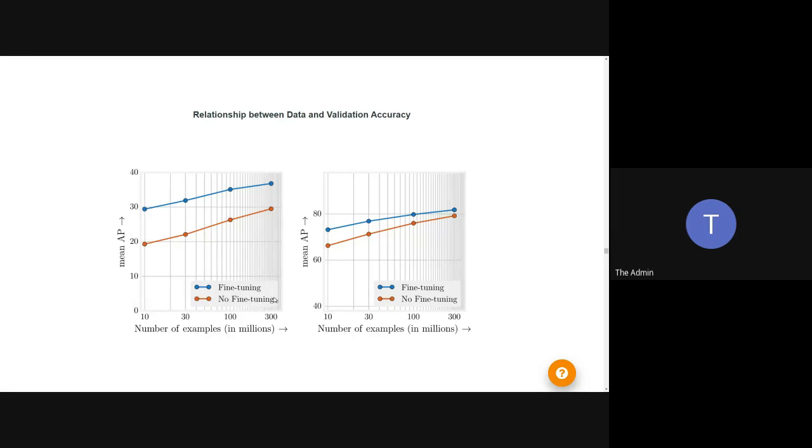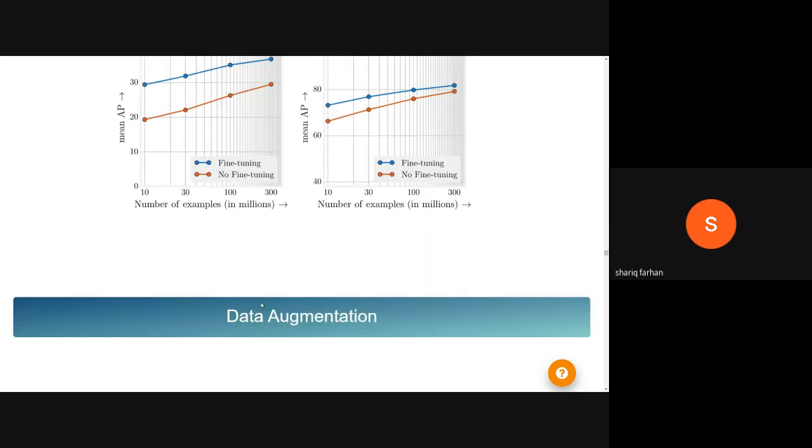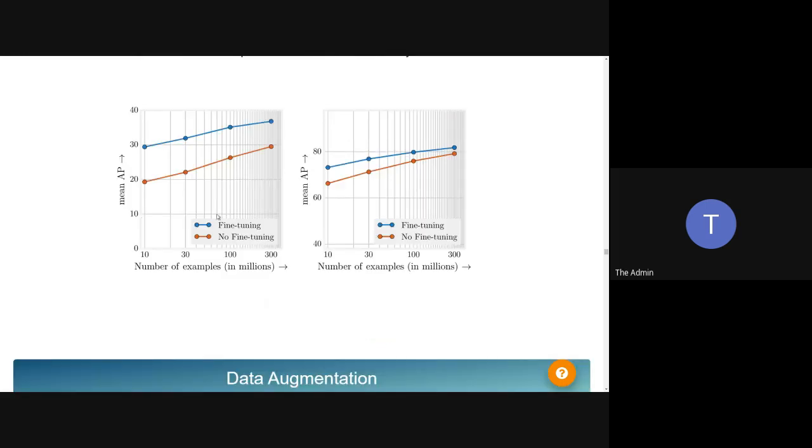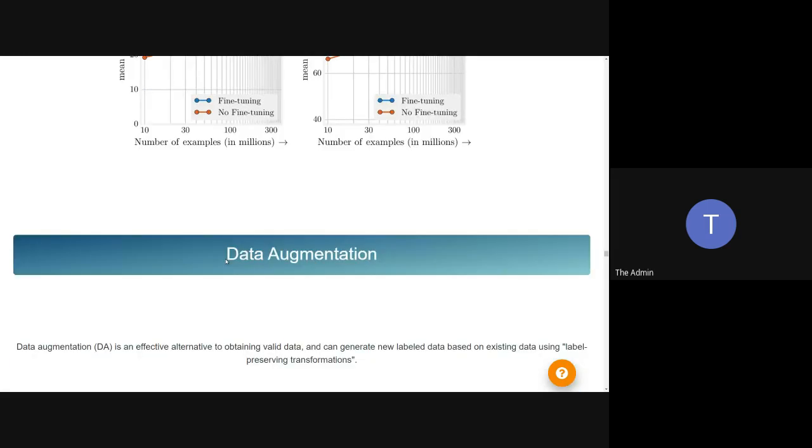So this is a log graph, which means that if you have to increase your accuracy, you have to increase your data set exponentially. Are you with me? Right, so the relationship is logarithmic between the accuracy of a model and the data set required to increase the accuracy. And this is experimentally proved also multiple times. And we cannot have an exponentially increasing data set. That's why data augmentation comes into picture.